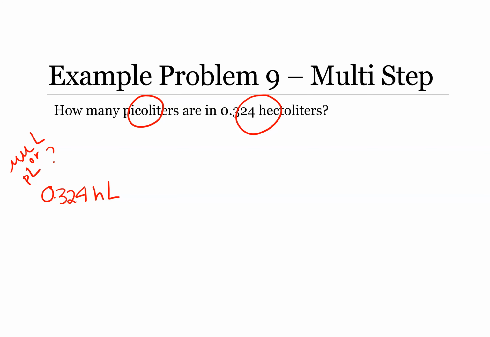So at this point, you would determine whether this is going to be a single step conversion or a multi-step conversion. We're converting from hectoliters, which is something with a prefix, to picoliters, PL, which is also something with a prefix. So we know that this is going to be a multi-step equation. And the step that you have to go to first is going to be liters, because that is what both of these units share in common, the base unit liter.